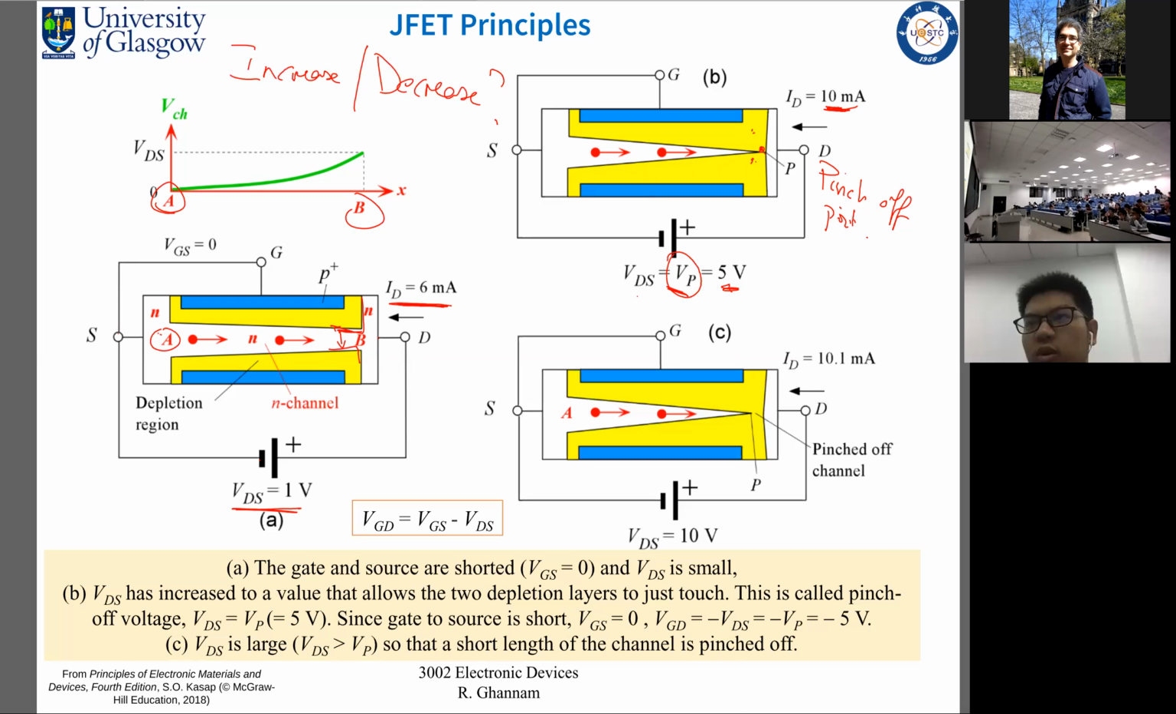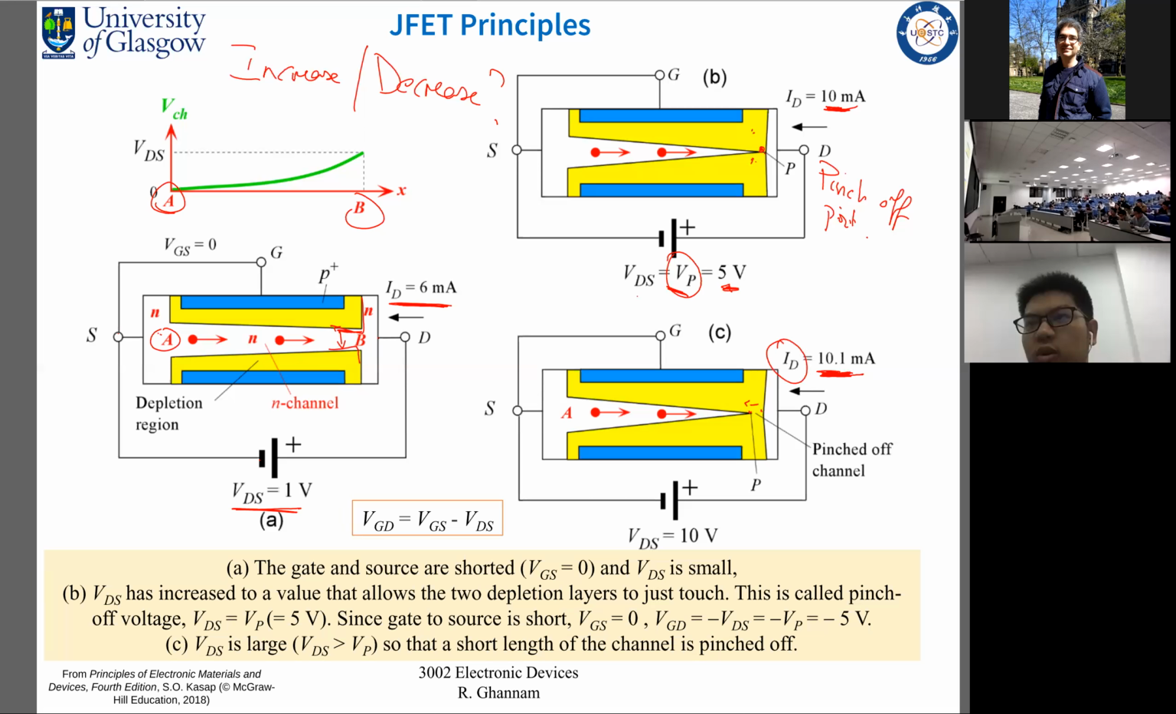But what happens when we continue to increase the voltage, VDS? Now, doubling the voltage from 5 volts to 10 volts, notice what happens here. The position of the pinch-off point has shifted slightly. It is now here. But because the channel has now been completely sealed, it is difficult for current to pass through this channel. The channel is now completely blocked. So as a result, the drain current is very small.